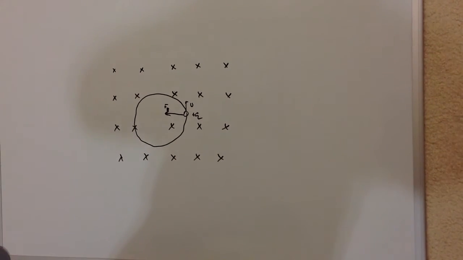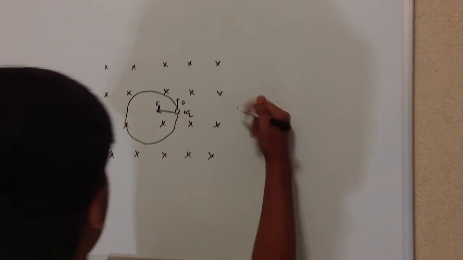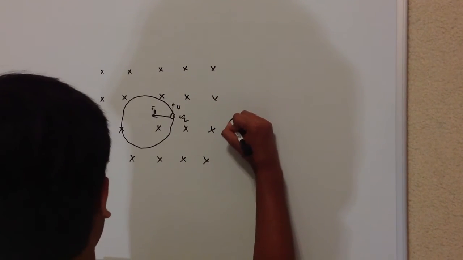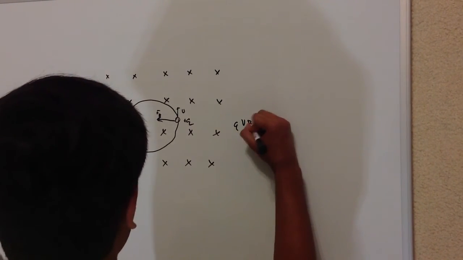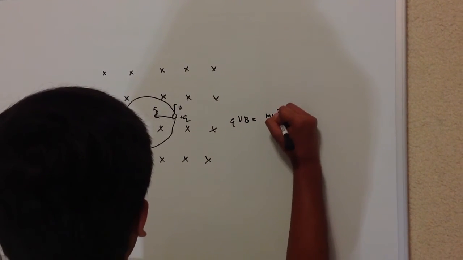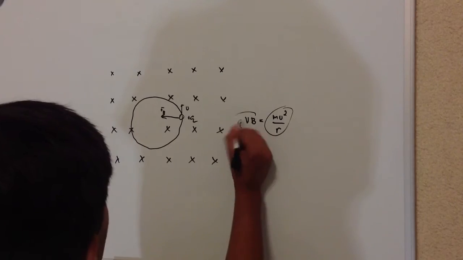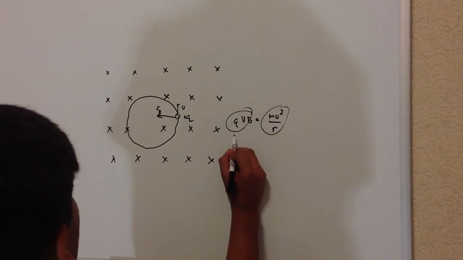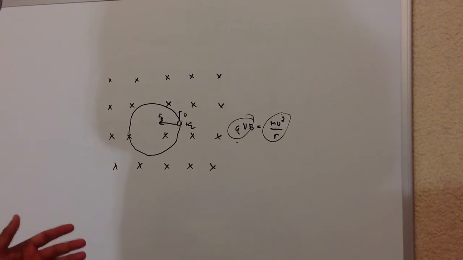In this case, we can just set the equation to qvB, since there's no sine theta, equals mv squared over r. Centripetal force equals magnetic force. And that's the motion of a particle within a magnetic field.